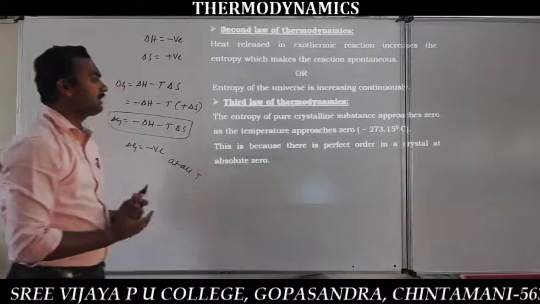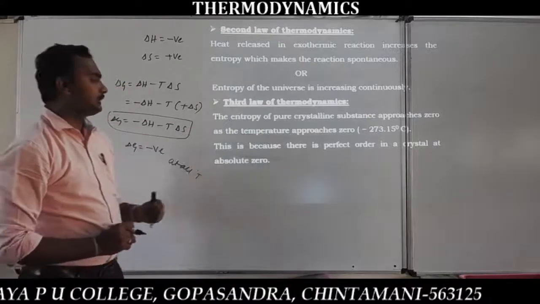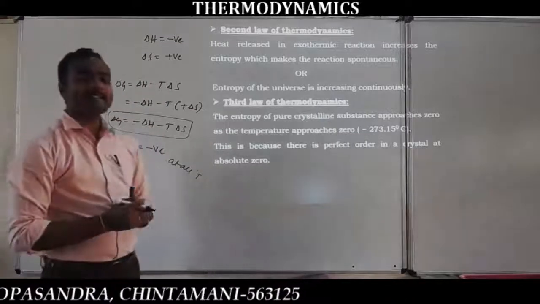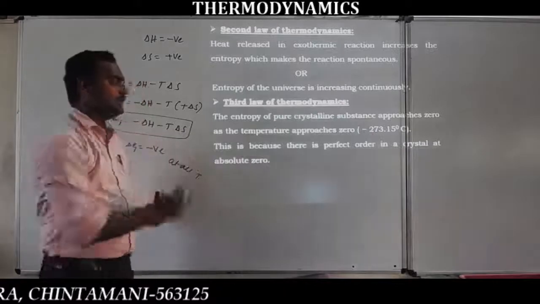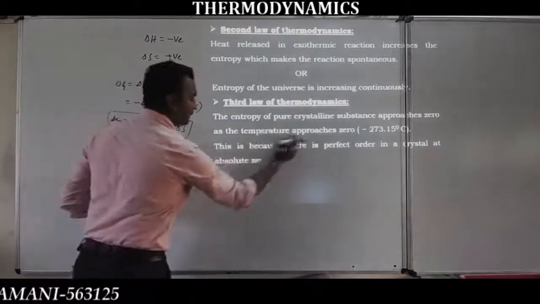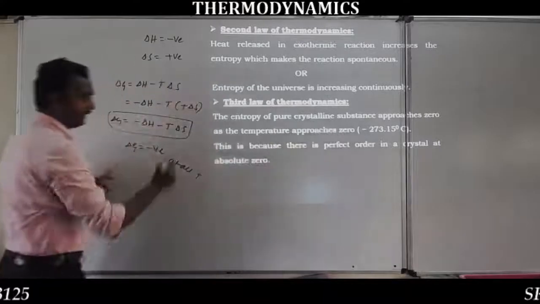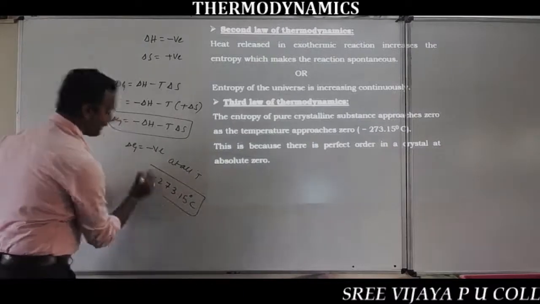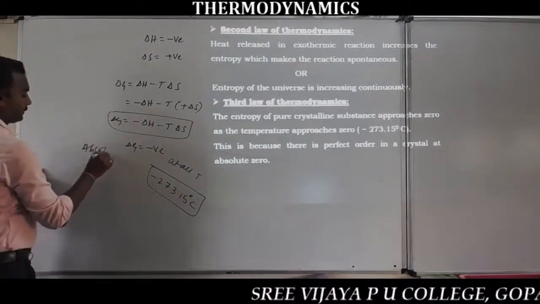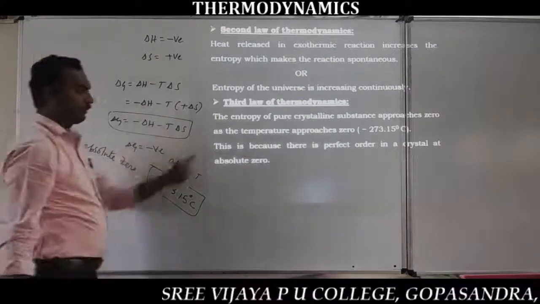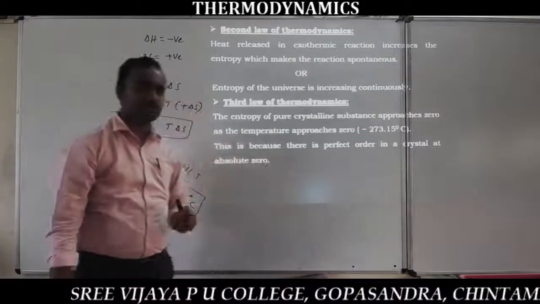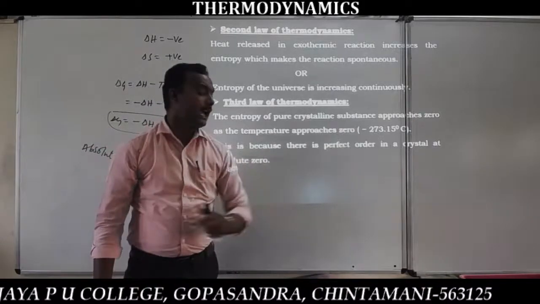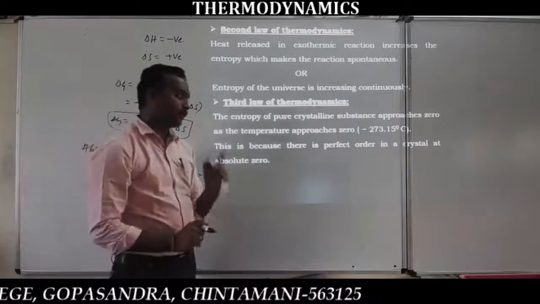And the last one is the third law of thermodynamics. It's very important. The entropy of a pure crystalline substance approaches zero as the temperature approaches absolute zero. Absolute zero is nothing but minus 273.15 degrees Celsius. This temperature is called absolute zero. So the entropy of a pure crystalline substance approaches zero as the temperature approaches absolute zero.